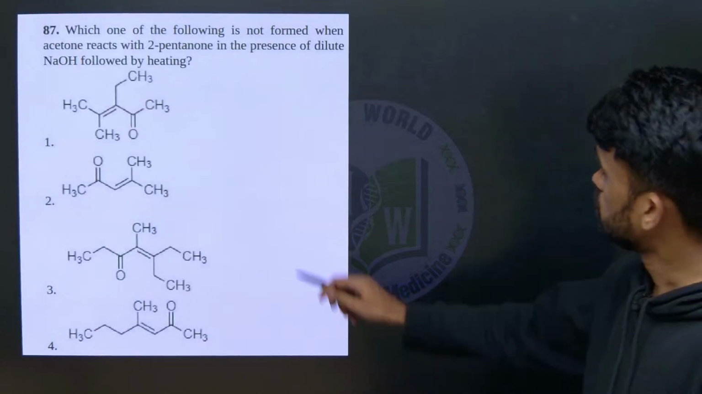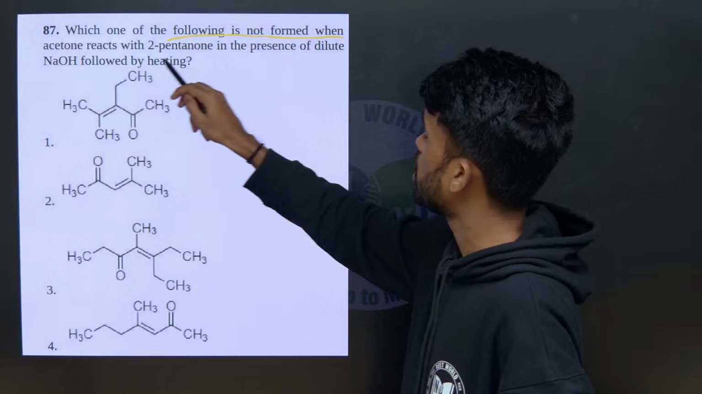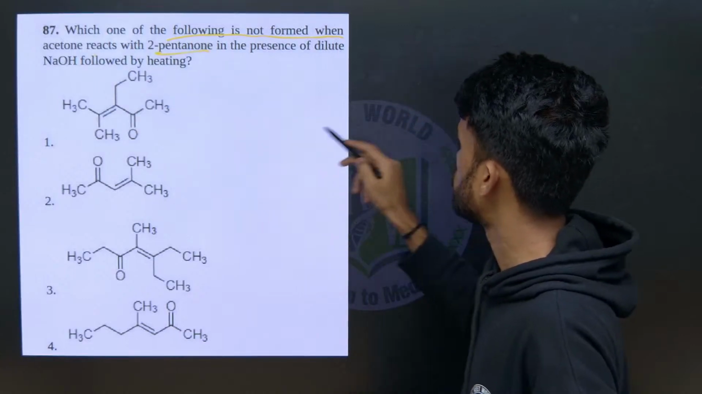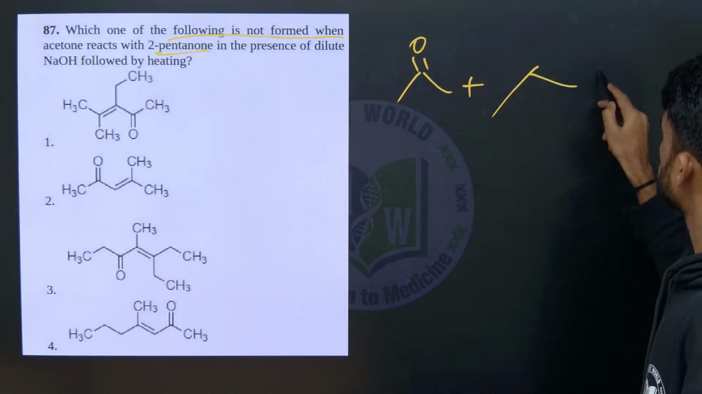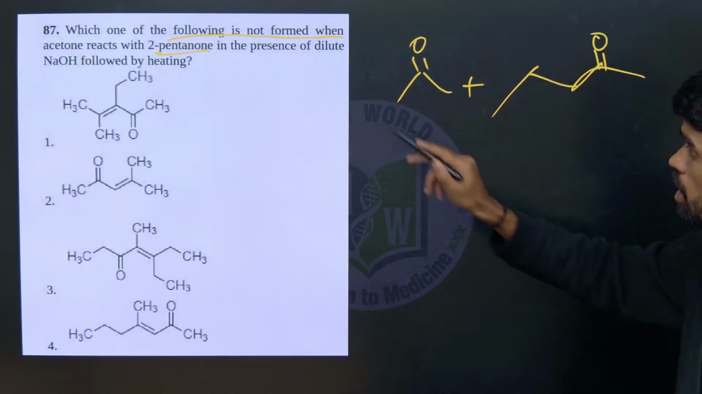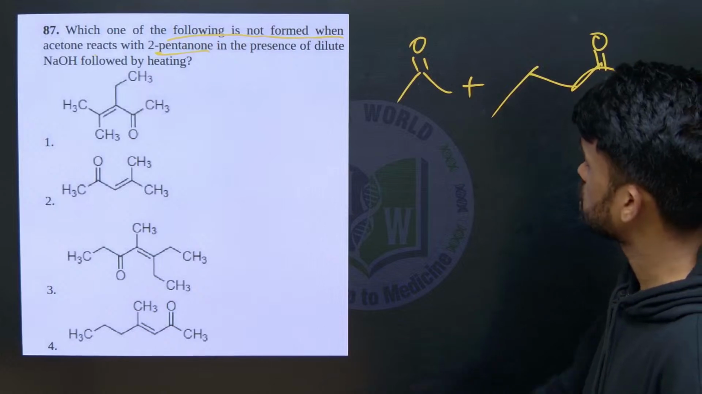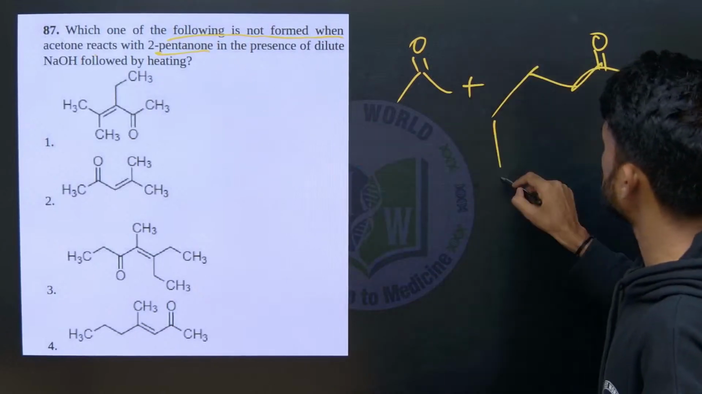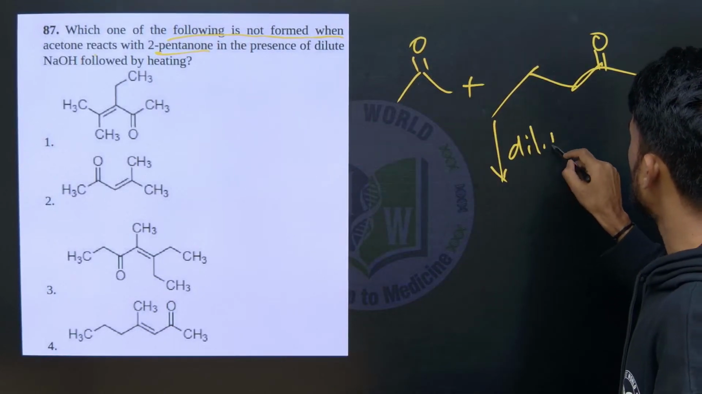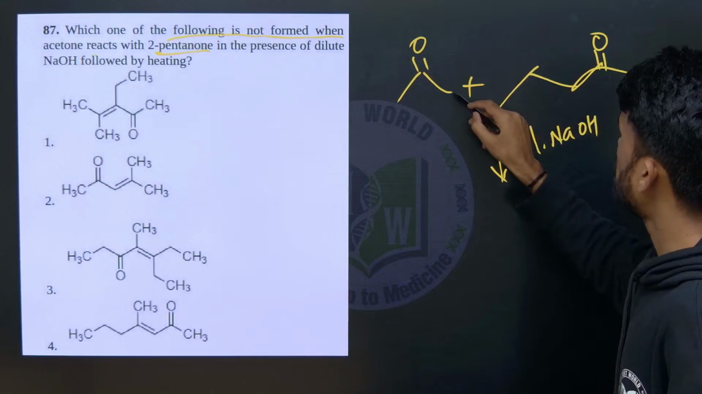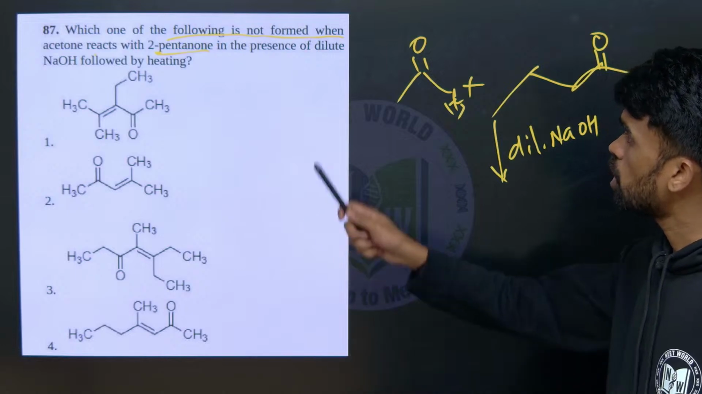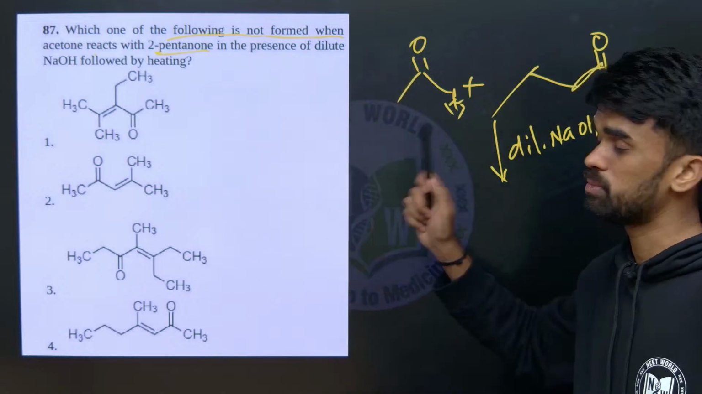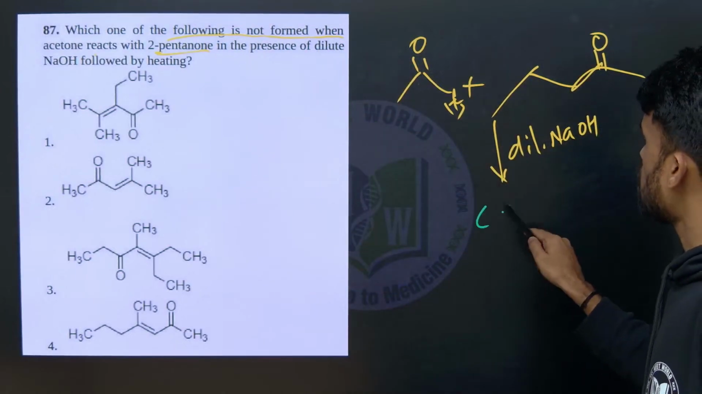Next, which one of the following is not formed when acetone and 2-pentanone react? Acetone structure is this one. I will tell you one trick for this. Whenever you have an aldol condensation reaction, these two things react with dilute NaOH. If alpha hydrogens are present, we can expect aldol condensation. So how can we identify the product formed from this? Yes, this is the cross aldol product.